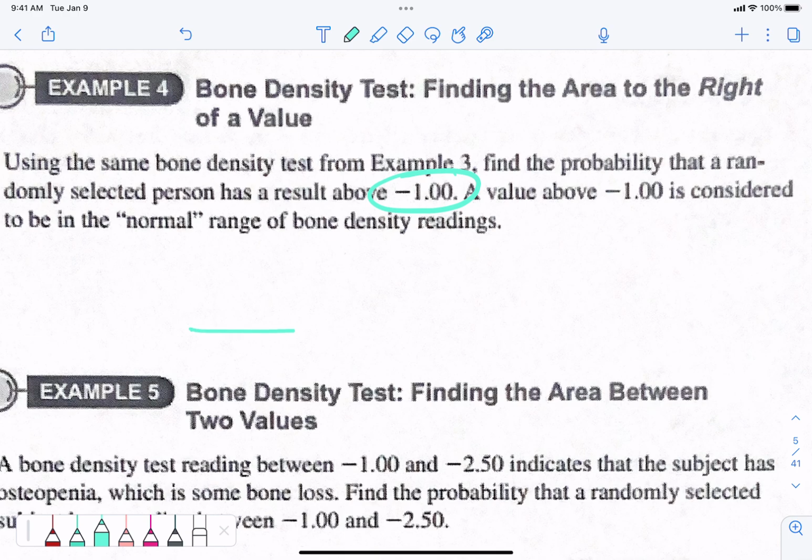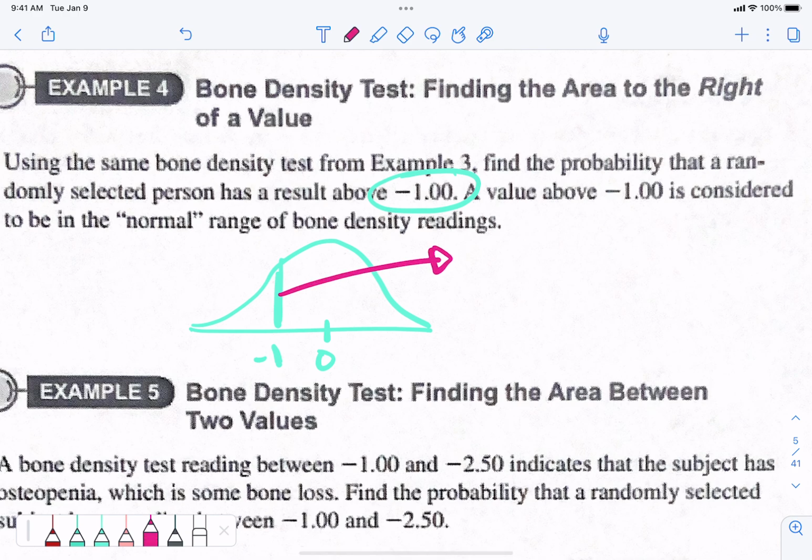When you do these problems, it's a really good idea to chart it, okay? And I always put 0 in the middle. -1 as a z-score will be right here. Now, always think to yourself, if I'm doing the percent that is above that, is that going to be more than 50% or less than 50%? More, because it's the majority of the chart. We're looking at that whole thing right there, okay?